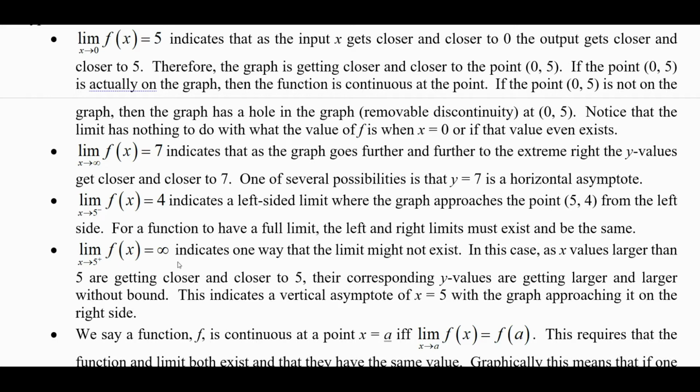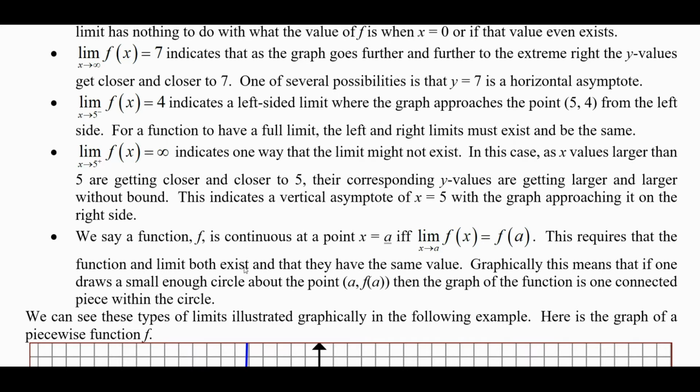And in this case, the x values are all larger than 5, but getting closer and closer to 5, and the y values are just getting bigger and bigger without bound. And so this is a vertical asymptote. So x equals 5 is a vertical asymptote with the graph going up on the right side of that.